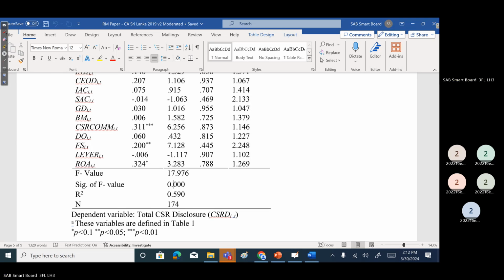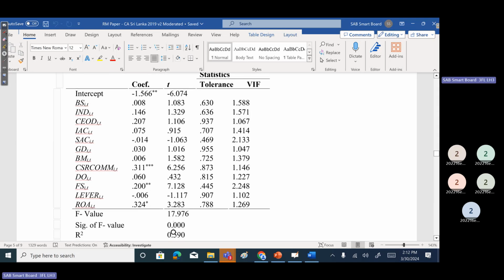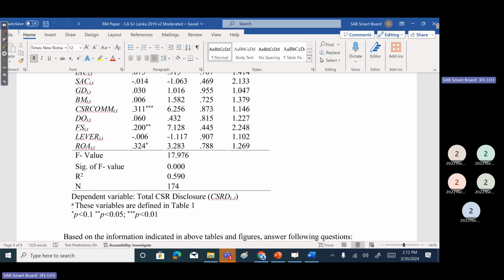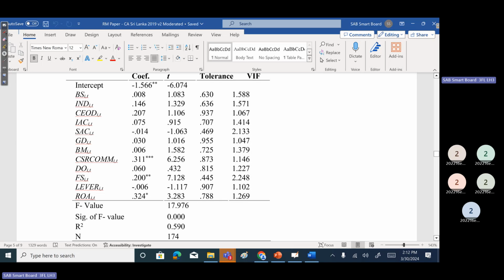How can you say? Look at the asterisk marks. The asterisk mark means less than 10% significance, 5% significance, and 1% significance. So you can see what is significant. Having a CSR committee has a significant impact on disclosure levels. Then FS, what's FS? Firm size. All are defined. Firm size has a significant impact. Those are the only 2, and of course ROA has a significant impact on the disclosure level. All are positive because of the positive signs. So there are 3 variables that have a significant positive impact on what? The disclosure levels. So that's what you have to explain.